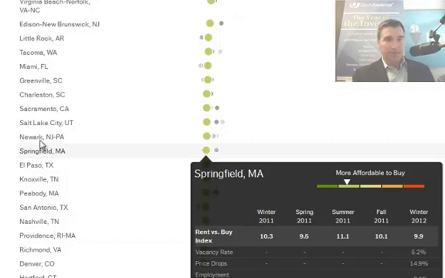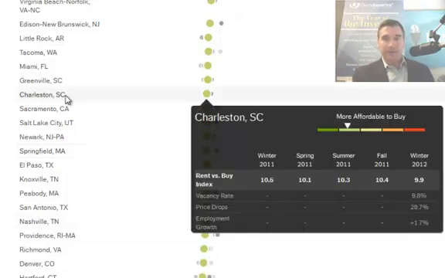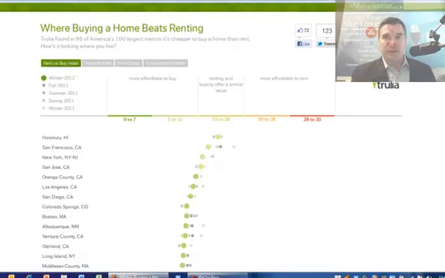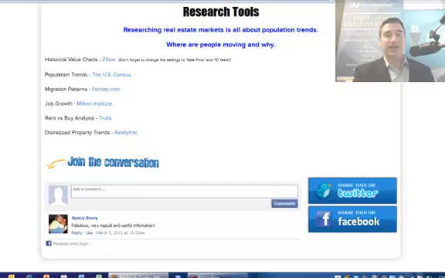Here it is. Charleston, South Carolina shows me that it's got an affordability index of 9.9, which is well below the 15, which means it is absolutely cheaper to buy than it is to rent. All right? Again, this is something you can share, tweet, like it, etc. So I have a sense now of buy versus rent.